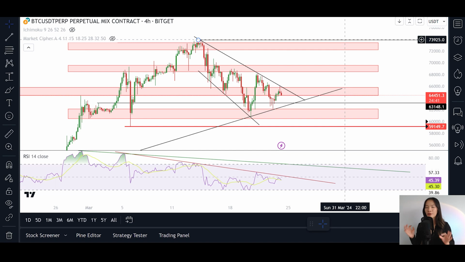So we already know our key levels here. We already know 65K is our main level of resistance. If we break above that, that should signal a continuation back upwards, so we should go back upwards and test our next level of resistance. And then we know 60 is our main level of support. And if we break that, we go back downwards.